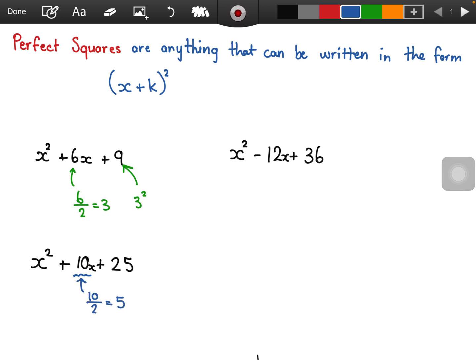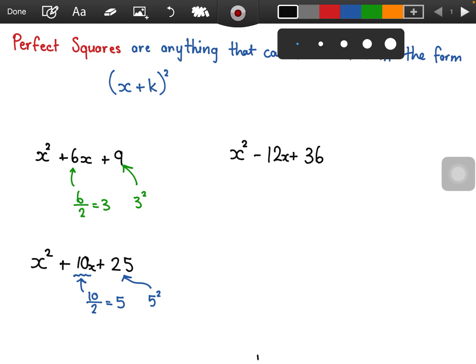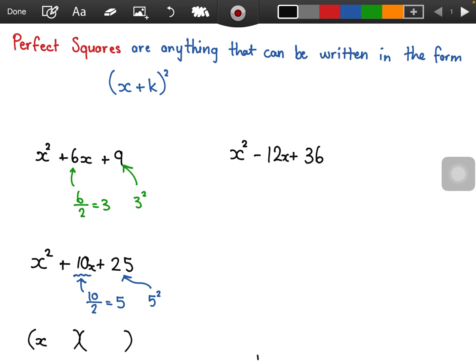Okay, that's 5. And then say, okay, so 5 squared is what that end number should be. So 25, that's perfect. So I can say that that's x plus 5 and x plus 5, which is x plus 5 all to be squared.